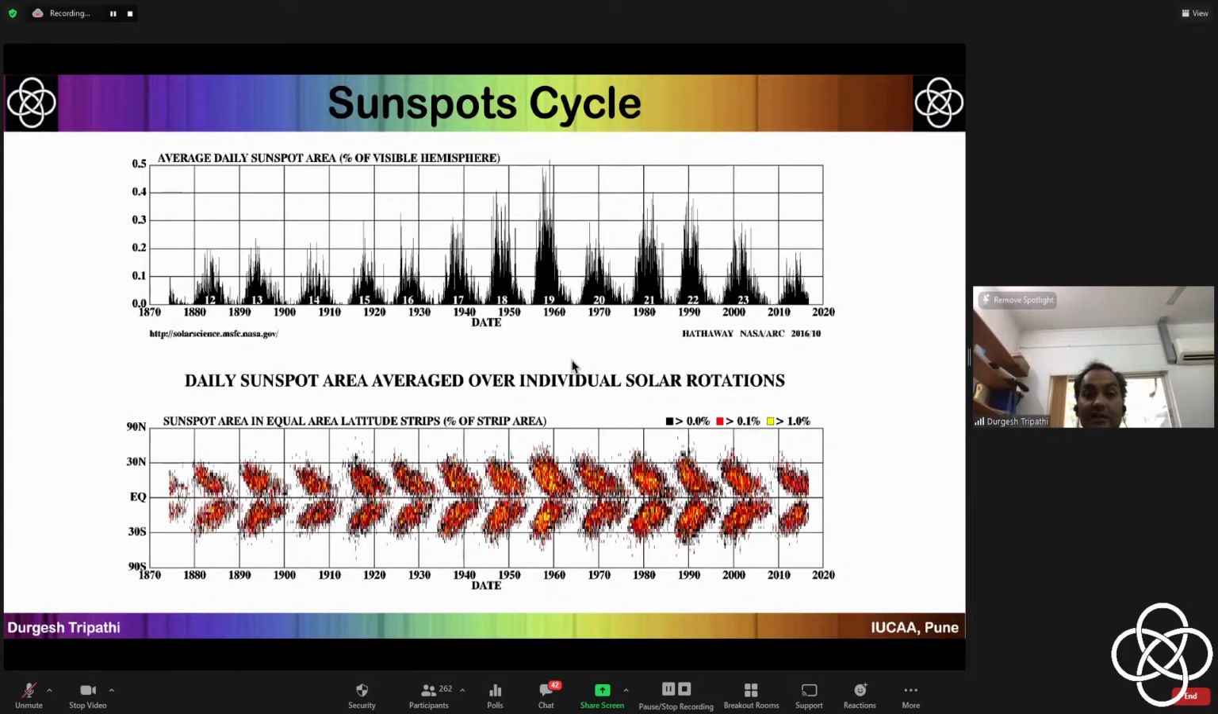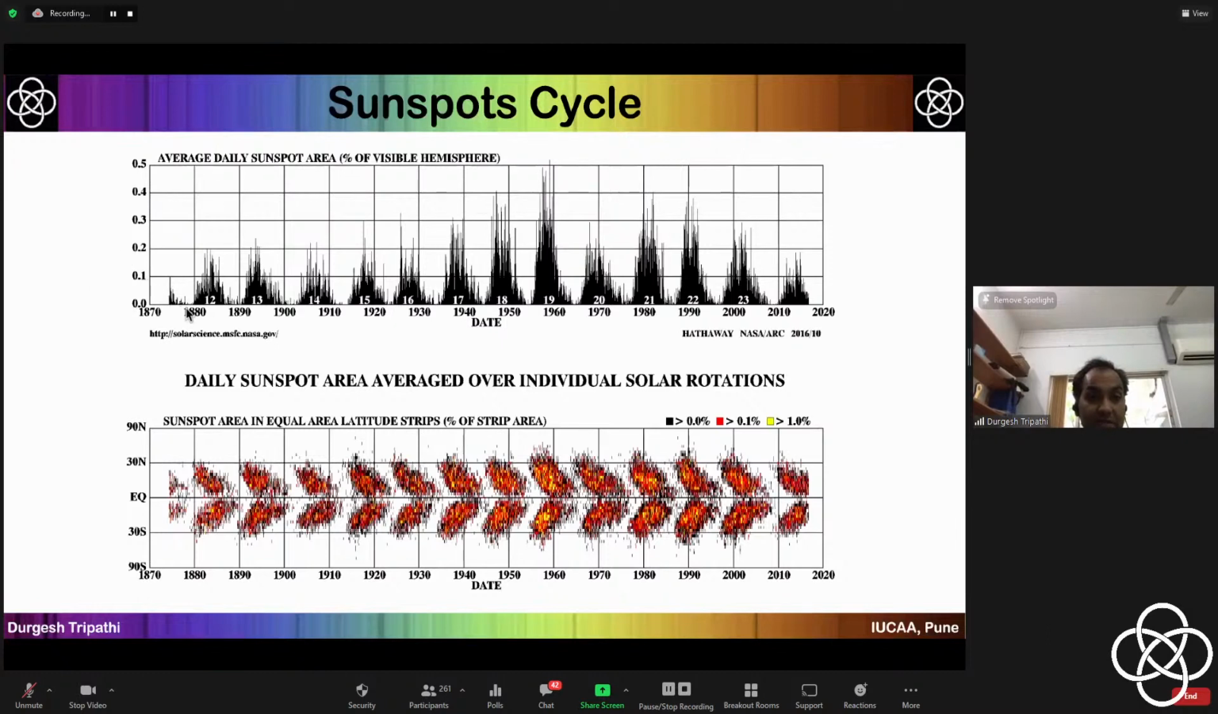Now, if you count all these sunspots, what you find is, I have to move this. So this is done from 1870. Now it goes back all the way to Galileo's time and even before. Let me just tell you what is plotted here. The year is plotted on the x-axis, and the average daily sunspot number, that is the percentage of the visible hemisphere, is plotted on the y-axis. That's why it's coming in fractions.